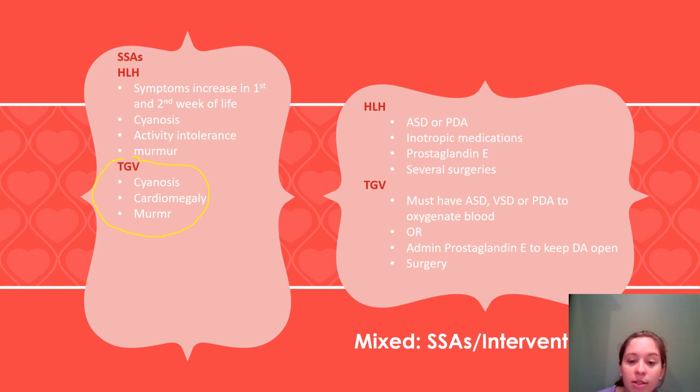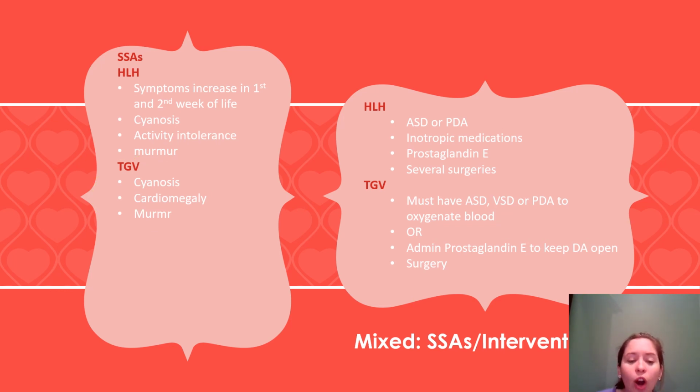So transposition of the great vessel patients can actually survive if we give them this prostaglandin E, and then they will have to go to surgery. What happens in surgery is basically the surgeon flip-flops the two great vessels back to where they should be. Now, it's very simplified, obviously, but that's essentially what happens: they put the aorta back connected to the left ventricle, and they connect the pulmonary artery back to the right ventricle. So it's very easy to make a transposition of the great vessel patient survive.